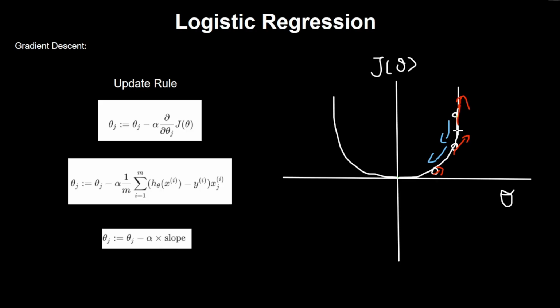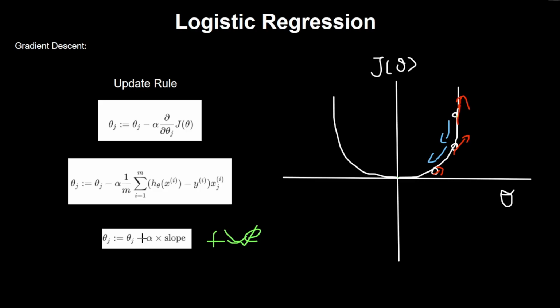Let's take the two scenarios for the slope. If this is the simplified function and the slope is going upward, let's say it is positive. At this point it is positive, so the slope is upward and we need to go downward. Upward means a positive slope. If the slope is positive, we need to subtract from the parameter value.